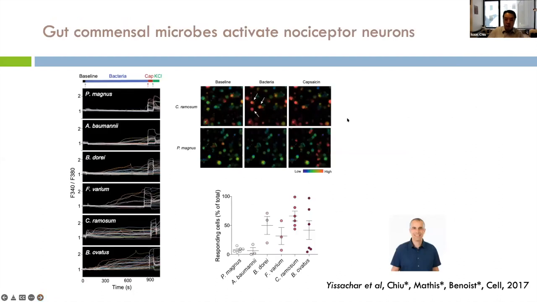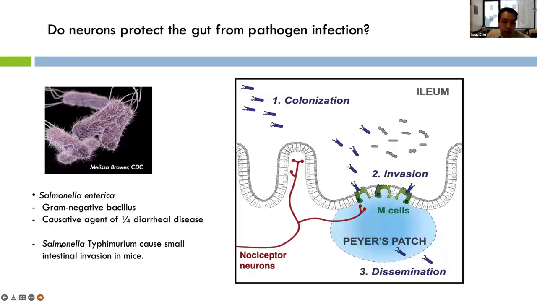This was one of the earliest studies we did a few years ago in collaboration with Christophe Benoit and Diane Mathis' lab. And Nissan Yesekar, who's now independent, found that different human commensal gut microbes can directly activate nociceptor neurons. Here we're culturing DRG neurons in a dish and doing calcium imaging. You can see not every microbe can activate neurons, but subsets of them can induce direct neuronal activation. And then our next question was, do these neurons protect the gut from pathogens?